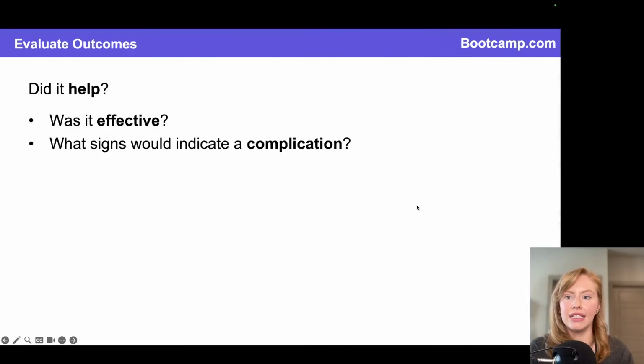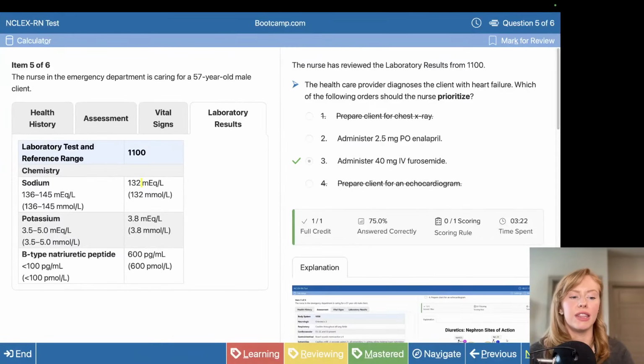Excellent. So next, we want to know finally, did it help? We want to evaluate, was it effective? Whether that was our intervention or our teaching. Was our teaching effective? Or maybe what signs would tell us a complication has developed? So let's look at that here.